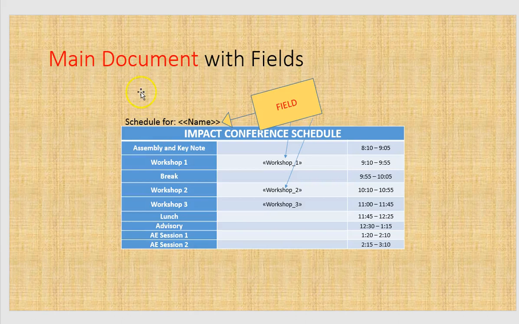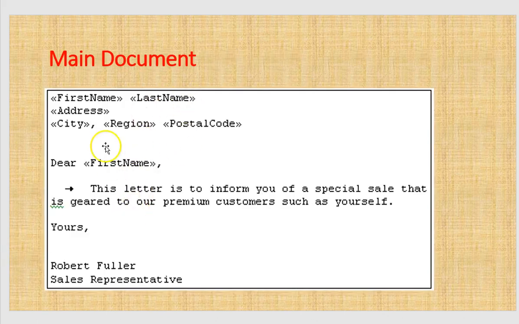The next thing I want to make sure you understand is the main document is whatever Word document you've created, whether it's a letter or in this case it was a table, where you're inputting something called merge fields into certain locations on that document to tell it where to pull information from our data source. This would be an example of some more fields: first name, last name, address, city, region, postal code, that you could add to a letter. So those are the main things I want you to think about.